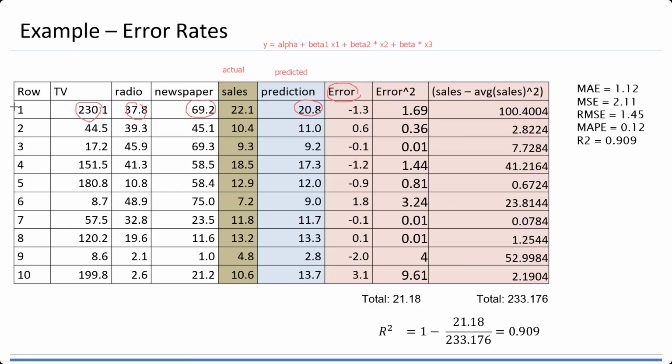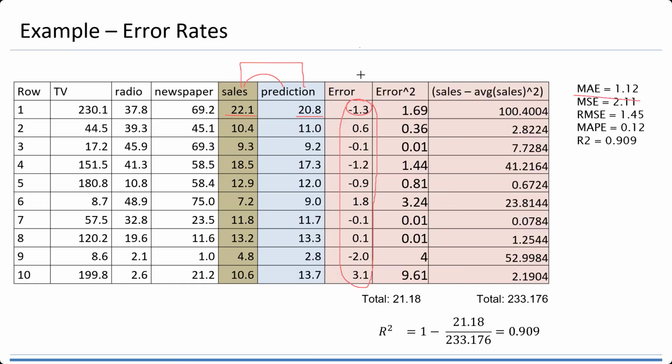So you can see here, what is the error? The error is the actual minus the predicted value. 22.1 minus 20.8, so the error is minus 1.3. Okay, so you can get this for all the errors. So this is the error between the sales and the prediction. So what is the MAE?